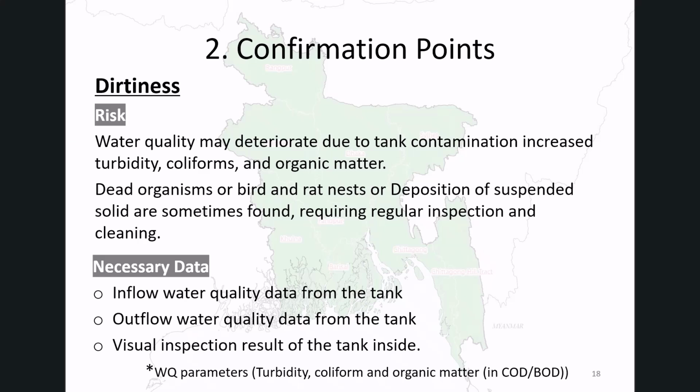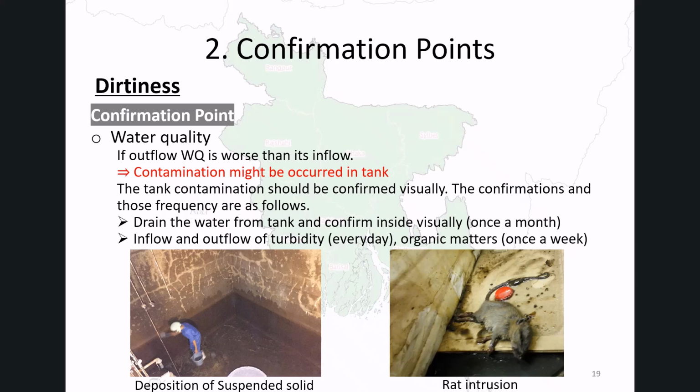To assess contamination inside the tank, water quality data for both inflow and outflow, as well as visual inspection results, are required as necessary data. Among the collected data, water quality data should be reviewed first. If the water quality of the outflow is worse than that of the inflow, the source of contamination is considered to be inside the tank.